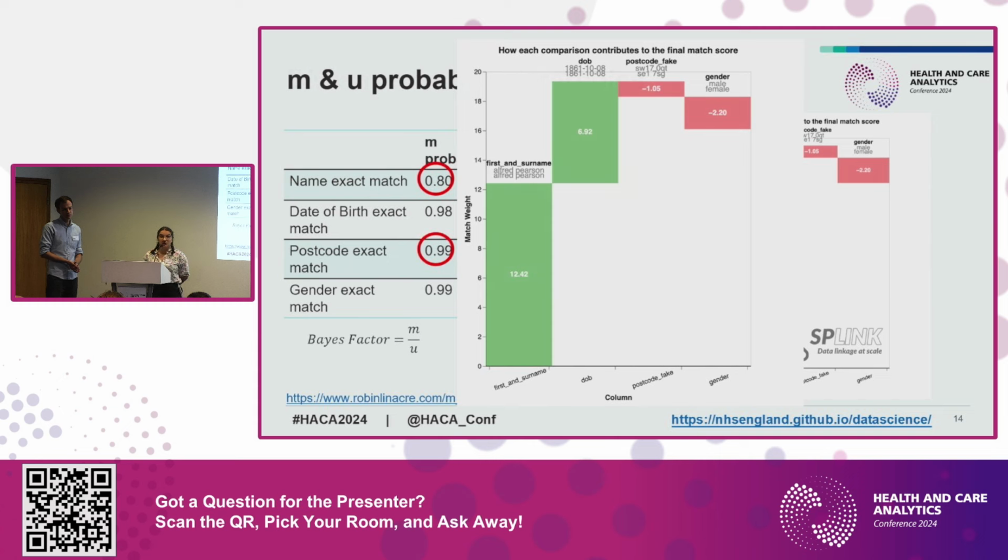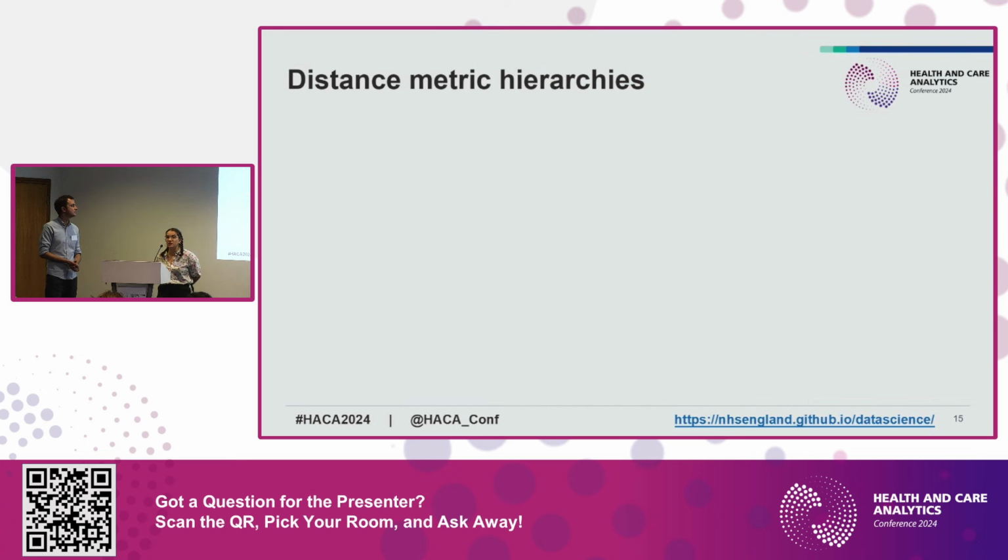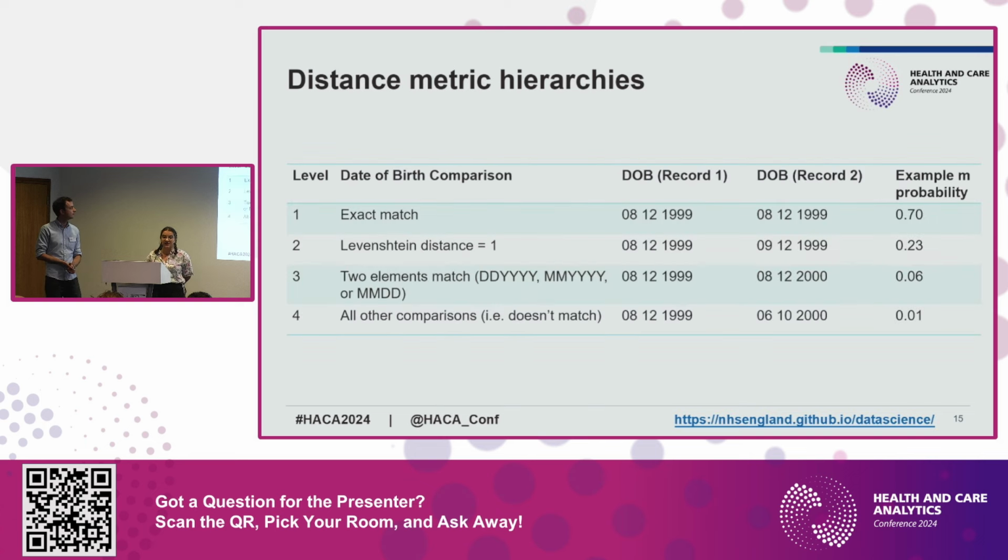This can become more nuanced. You can have different levels to account for typos or nicknames or other cultural differences. To do this, we use distance metric hierarchies. For each demographic, we have levels beyond an exact match, so that one typo doesn't mean that they immediately get not considered anymore. The levels, for example, for date of birth are exact match, a Levenshtein distance of 1, which is 1 character difference, then 2 elements matching, so date and year, or month and day, and then all other comparisons, which is essentially doesn't match.